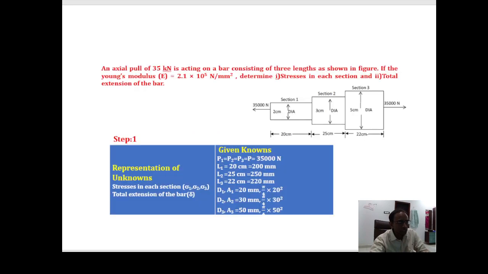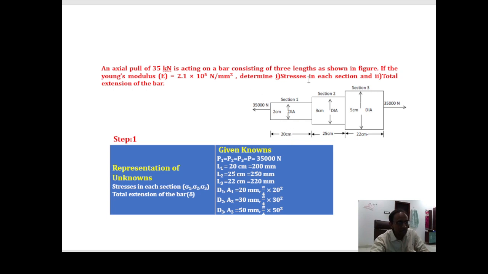You can see here there is a three-stepped bar having three sections, and a pull of 35 kilonewton is acting on this bar. Three lengths are available, and the Young's modulus, of course, since it is made of the same material, steel, is 2.1 times 10 to the power of 5. He is asking us to calculate the stresses in each section and the total extension of the bar. If that is the situation, we can simply use that formula, right? Delta L1 equals P1 L1 by A1 E, and P2 L2 by A2 E, and so on.